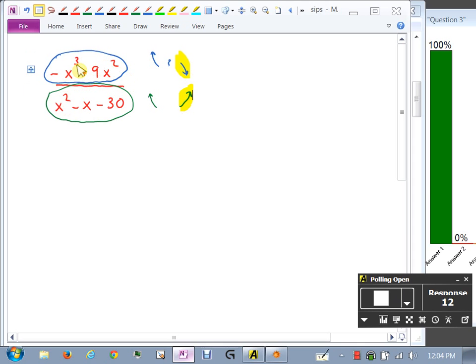Is x cubed bigger or is x squared bigger, as you put bigger and bigger numbers in? Cubing something is going to be bigger than squaring it, isn't it? So this one should dominate the other one. In other words, this top one should dominate the bottom one. So the negative is the effect.